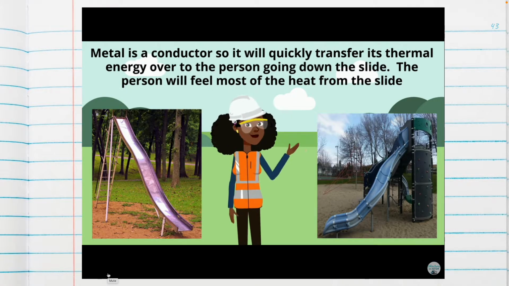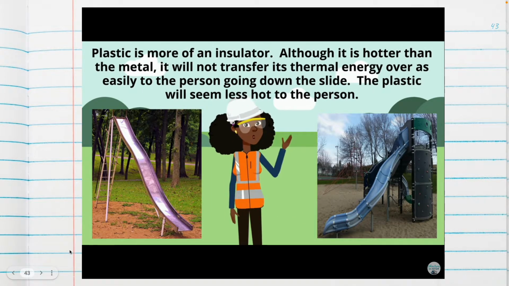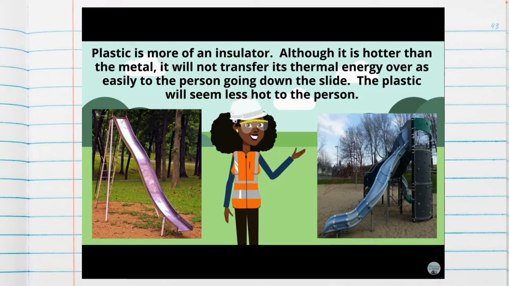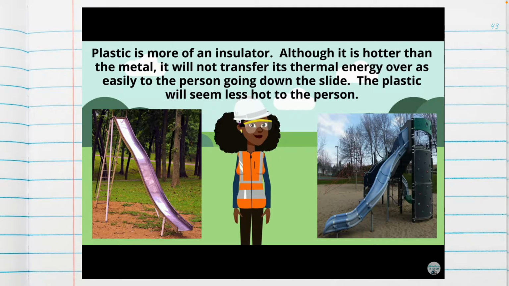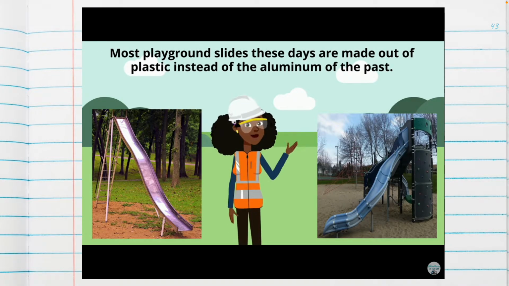Metal is a conductor, so it will quickly transfer its thermal energy over to the person going down the slide. The person will feel most of the heat from the slide. Plastic is more of an insulator. Although it is hotter than the metal, it will not transfer its thermal energy over as easily to the person going down the slide. The plastic will seem less hot to the person. Most playground slides these days are made out of plastic instead of the aluminum of the past.